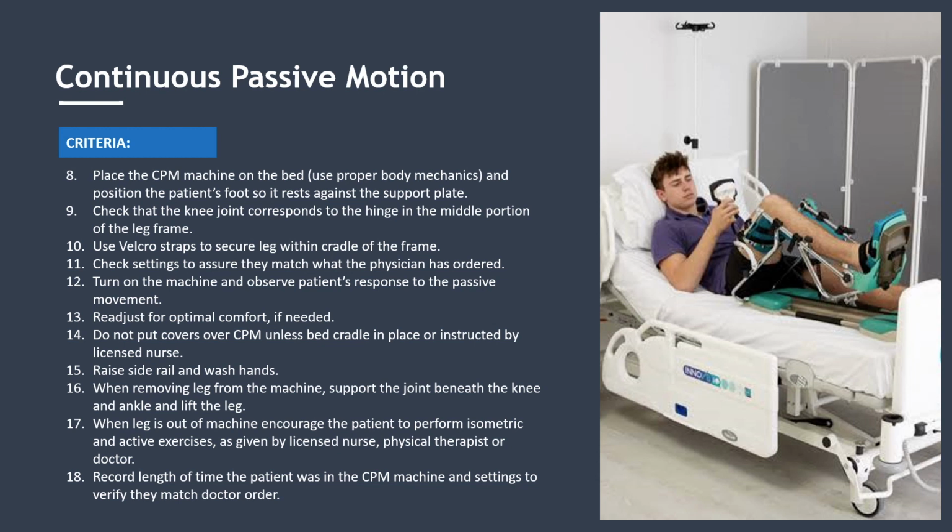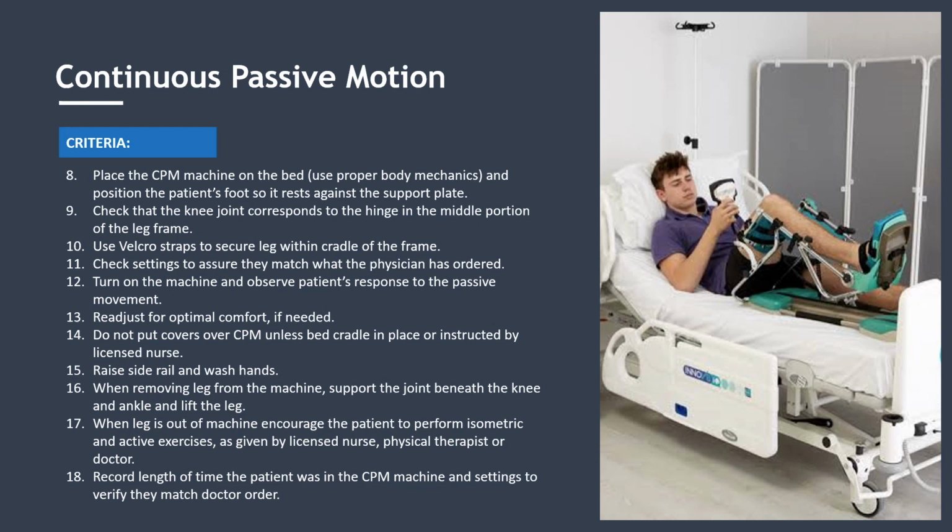Check settings to assure that they match what the physician has ordered. Turn on the machine and observe patient's response to the passive movement. Readjust for optimal comfort if needed. Do not put covers over CPM unless bed cradle is in place or instructed by a licensed nurse. Raise side rail and wash hands.